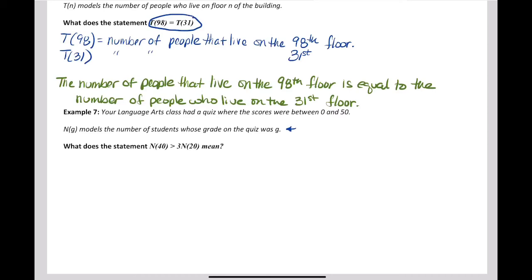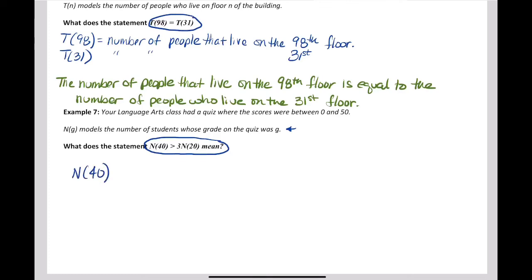So what does the statement N of 40 is greater than 3 times N of 20 mean? What the heck is going on with this problem? I'm going to have to call my mom up for help, and I'll get back to you in a little. No, I'm going to tell you how to do this right now. Let's get right down to business here.